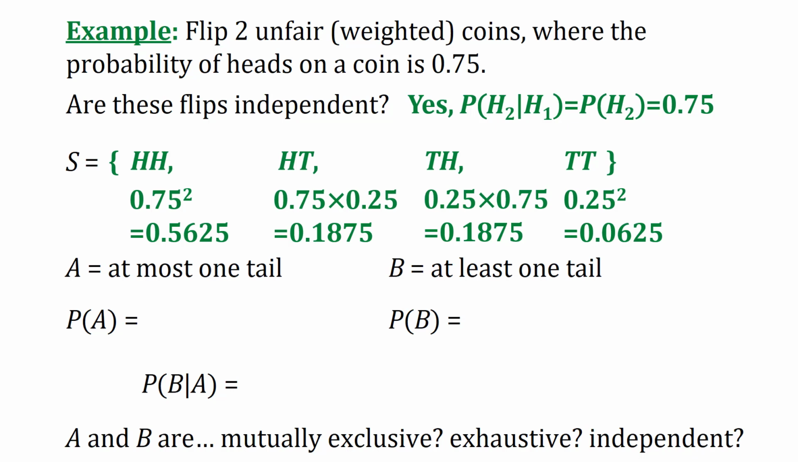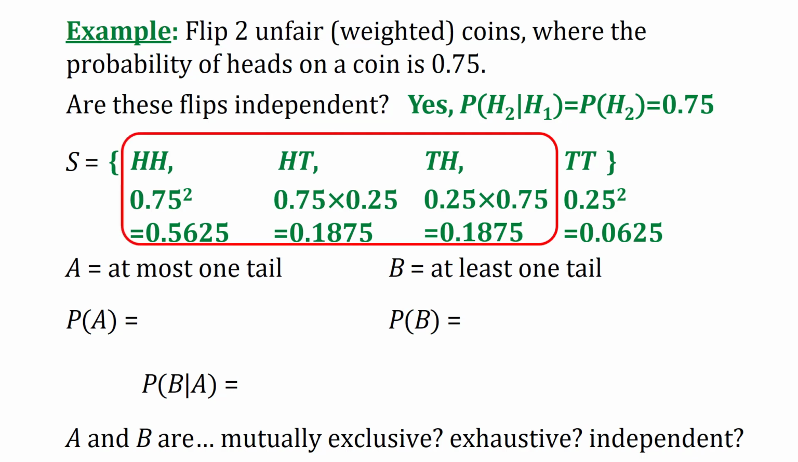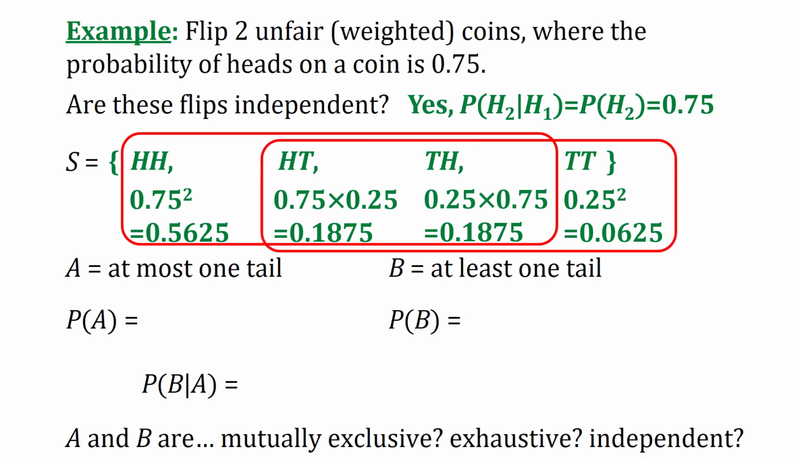Then I define 2 events. Event A is that I get at most 1 tail. So what does it mean by at most 1 tail? It means either there is 1 tail out of the 2 flips or no tails out of the 2 flips. What outcomes are included in this event? These 3. So 0 tails or 1 tail in 2 ways. Event B is that I get at least 1 tail. So that means either 1 tail or 2 tails. That's these 3 outcomes.